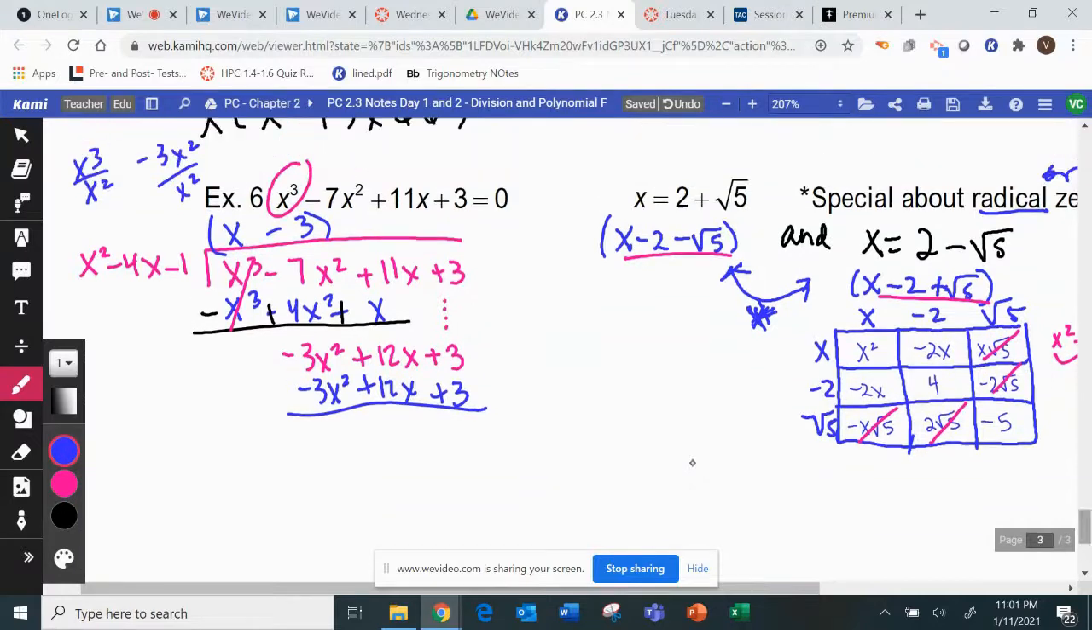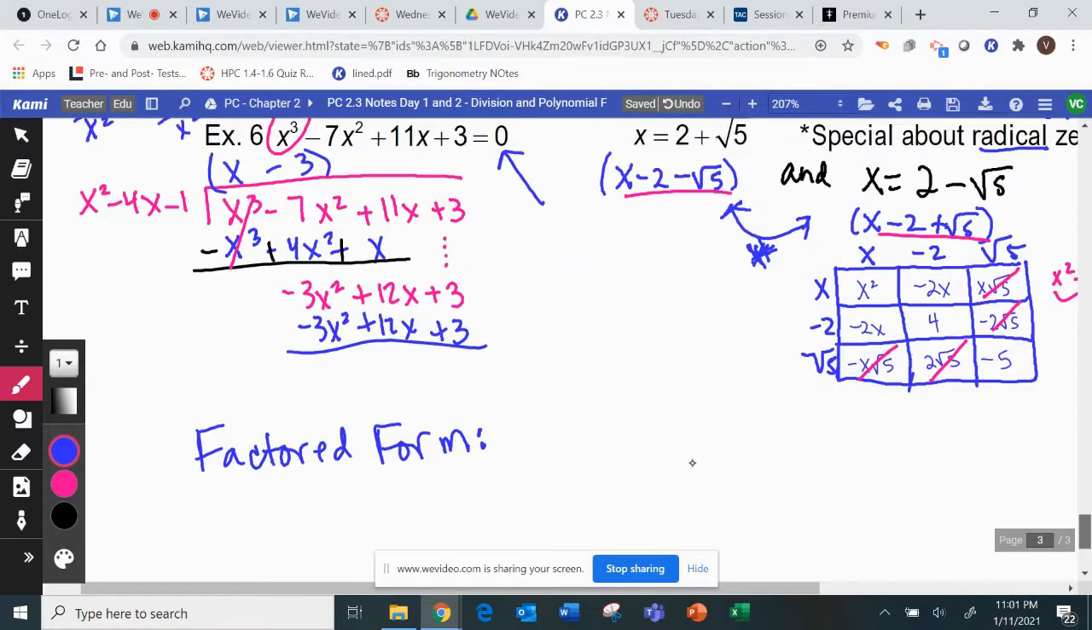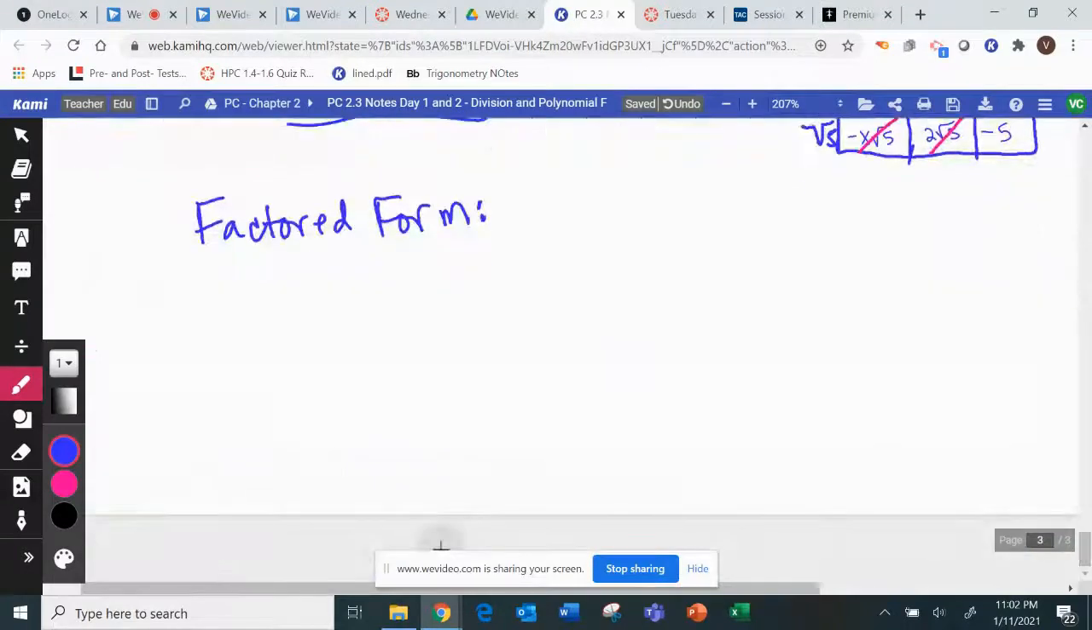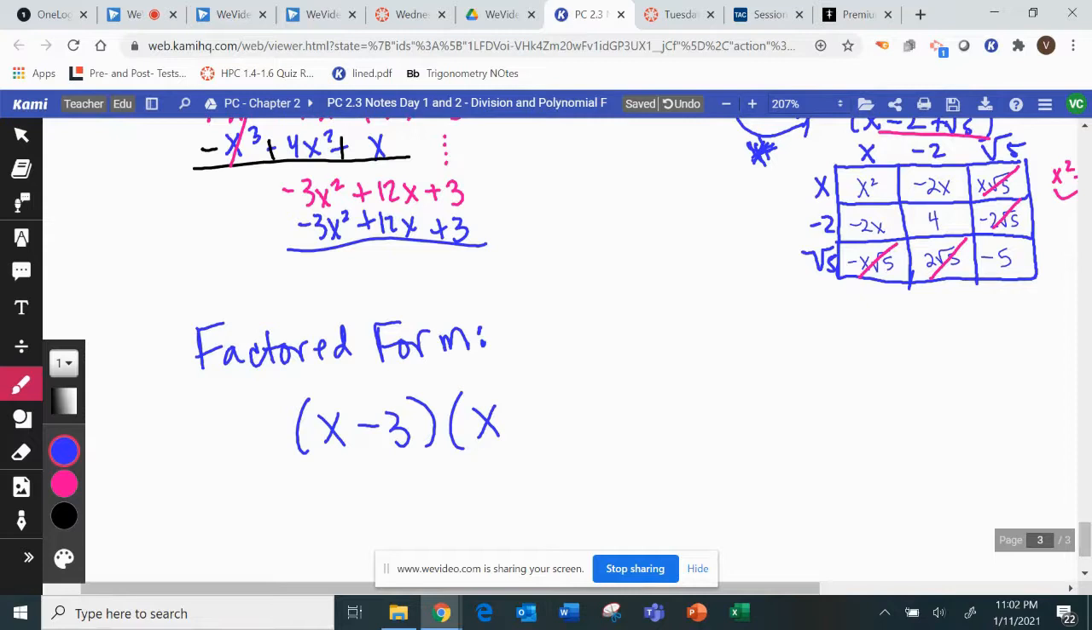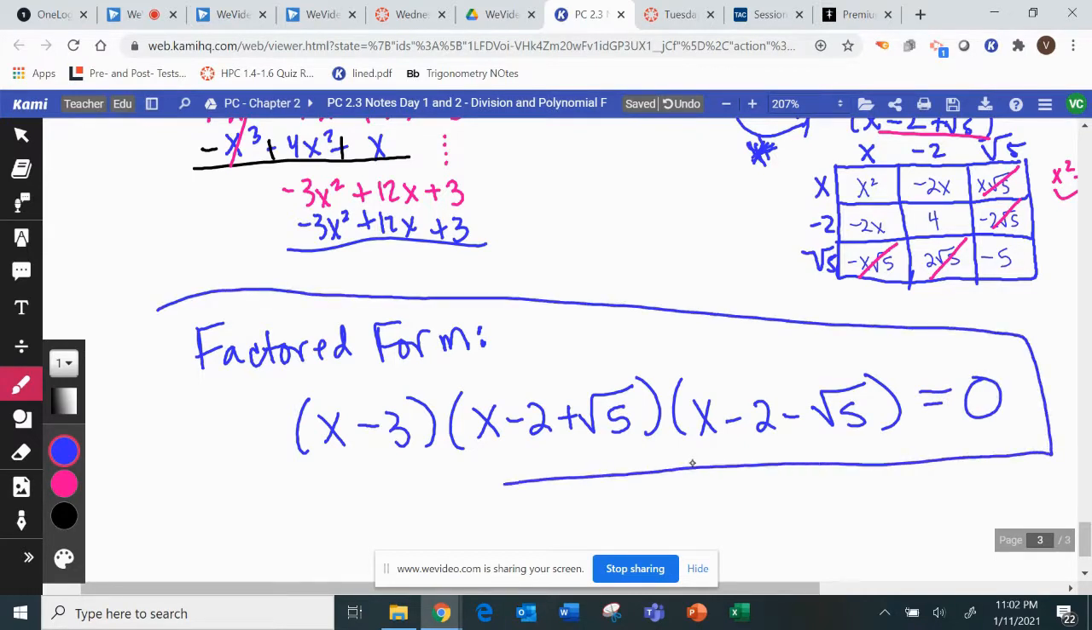So in factored form, let's see, this one is equal to 0. So I'm going to put my factored form equal to 0. That one I just found was x minus 3. Then we had x minus 2 plus square root 5 and x minus 2 minus square root 5, and then equals 0. So it matches the original form of the question.